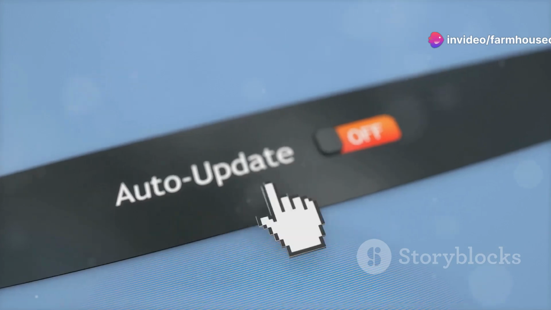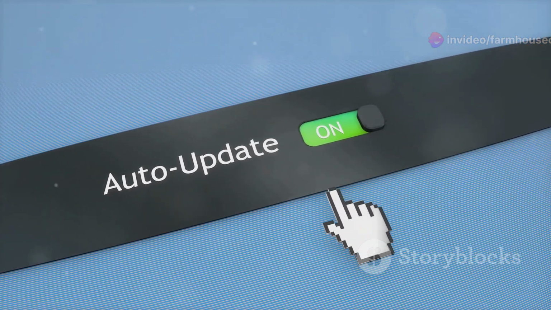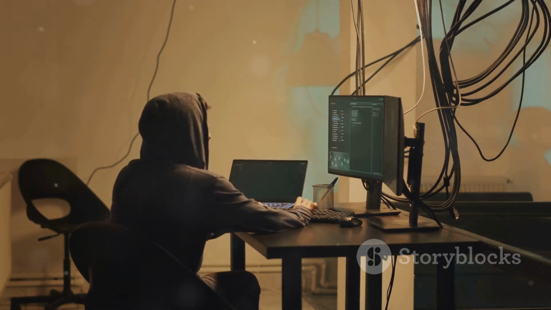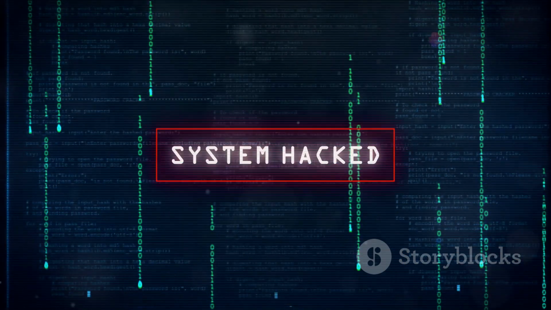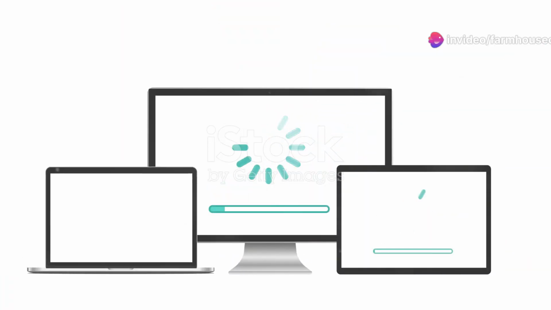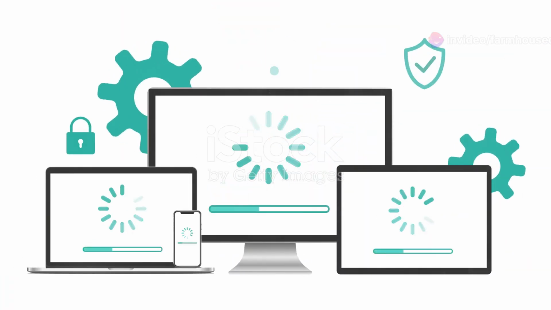Keeping software updated is also crucial. Software updates often include security patches that fix vulnerabilities. Hackers exploit these vulnerabilities to gain access to systems. Regularly updating your software helps protect against these attacks.